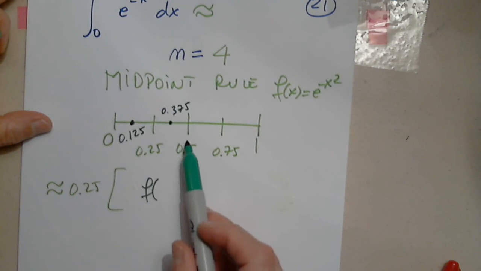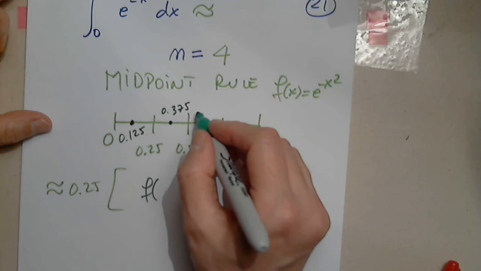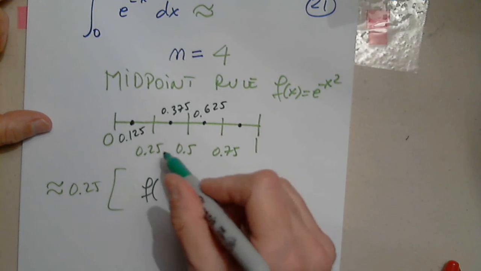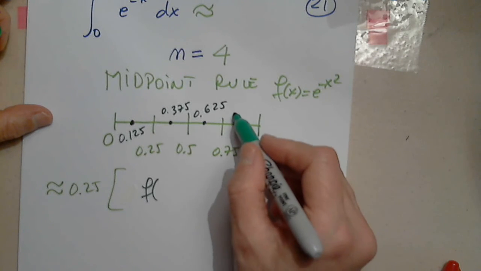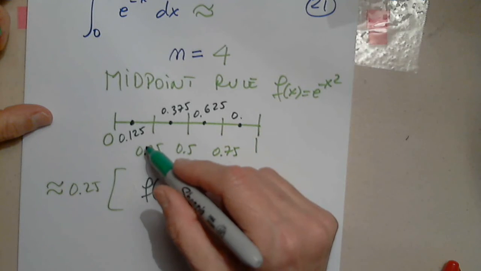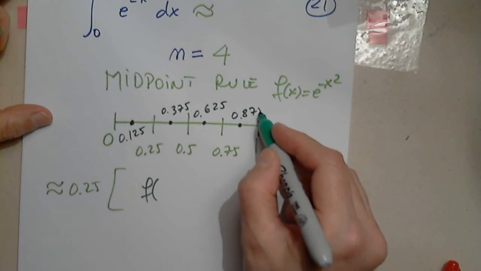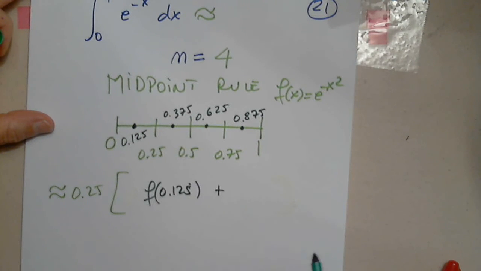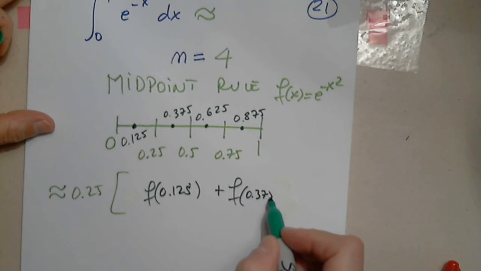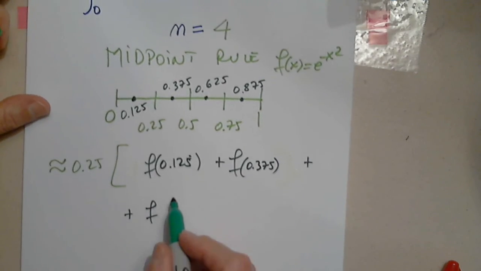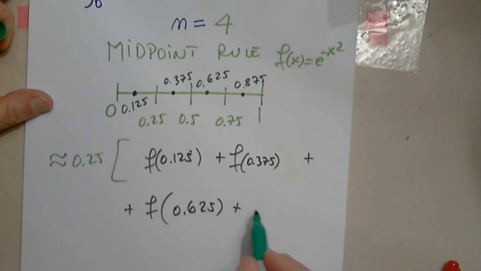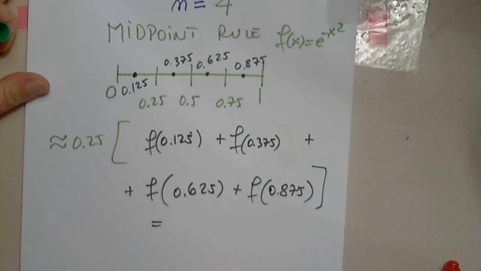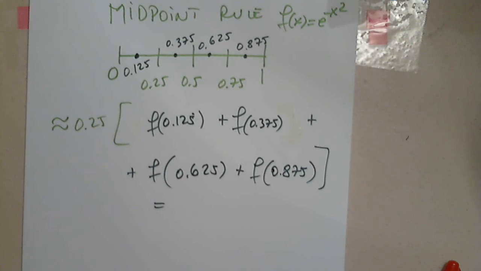So now 0.125 plus 0.25, this point will be 0.375. And now 0.25 plus this is 0.625, and then 0.25 plus that is 0.875, of course. Okay, so the function evaluated at 0.125 plus the function evaluated at 0.375 plus the function evaluated at 0.625 plus the function evaluated at 0.875. Of course, I'm not going to do this by hand.